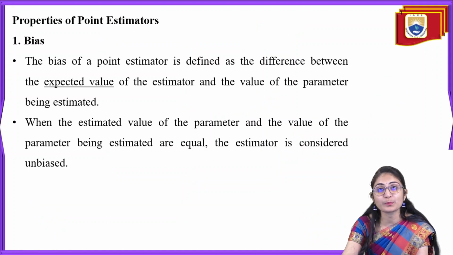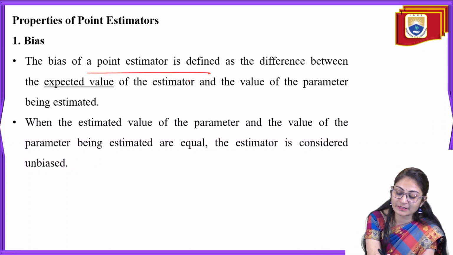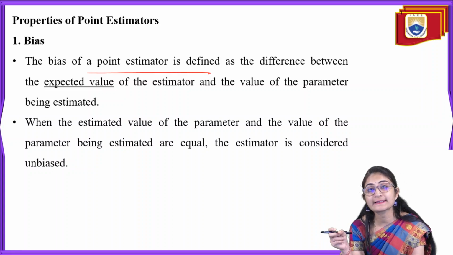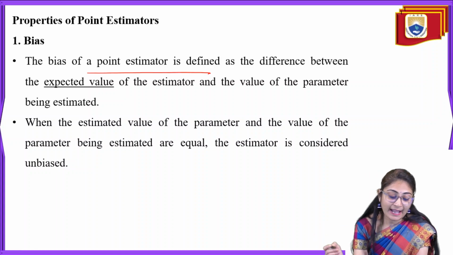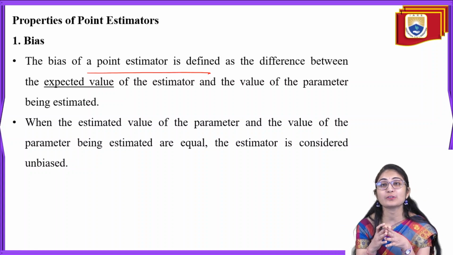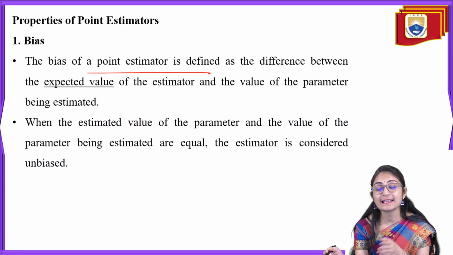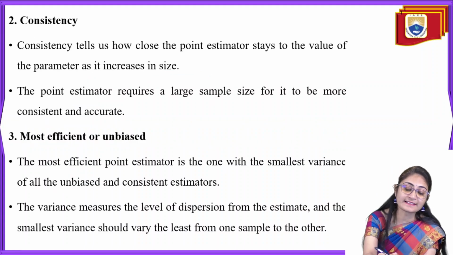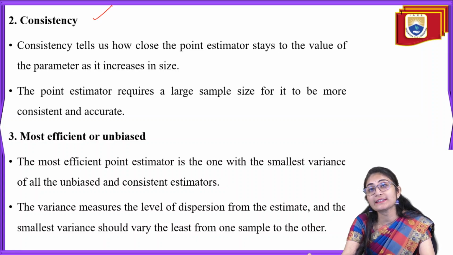Now there are different properties of the point estimator. First one is bias. The bias of a point estimator is defined as the difference between the expected value of the estimator and the value of the parameter being estimated. And when the expected value of the estimator and the value of the parameter being estimated are equal, the estimator is considered unbiased.